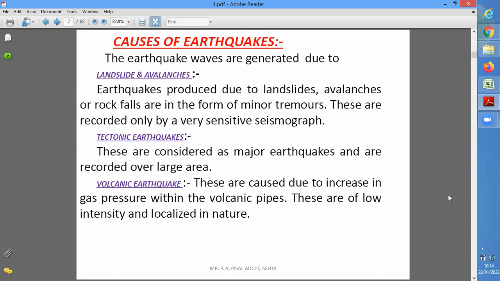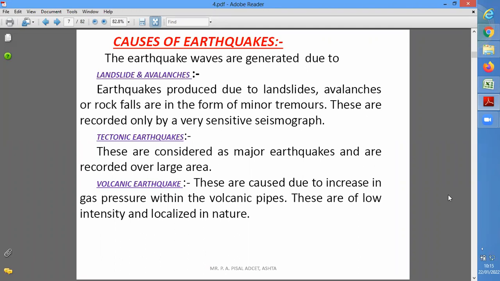Now, the second cause, the second reason for the formation of earthquakes, is the tectonic earthquake. Tectonic. It is related to the earth's internal activities. So these are considered major earthquakes and are recorded over a large area. Two points are important. Major earthquake means if 100 earthquakes are happening or produced per year, then out of those 100 earthquakes, about 95% are of the tectonic type.